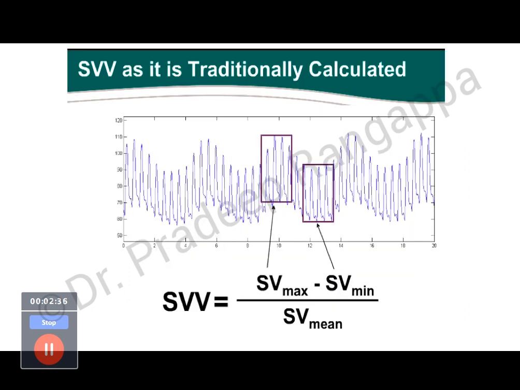Simply put, stroke volume variation is maximum stroke volume minus minimum stroke volume, divided by mean stroke volume. So here we see how much it peaks during inspiration and how much it comes down during expiration. We take the difference divided by the mean. That gives the stroke volume variation.